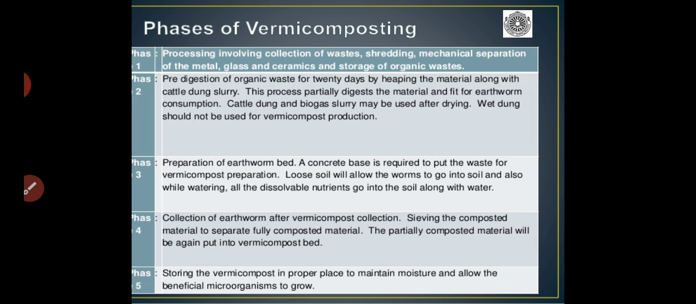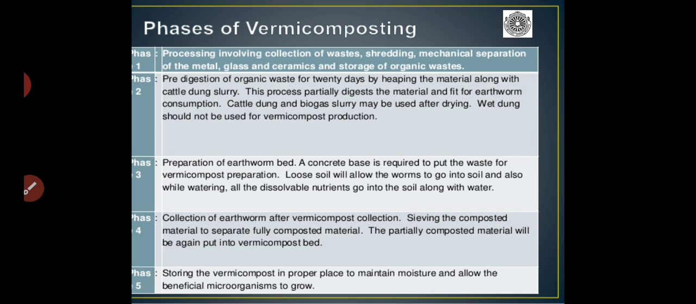Now, phases of vermicomposting. There are different phases, and this processing involves collection of waste, shredding, mechanical separation of the metal, glass and ceramics, and storage of organic waste. So that is the first phase.